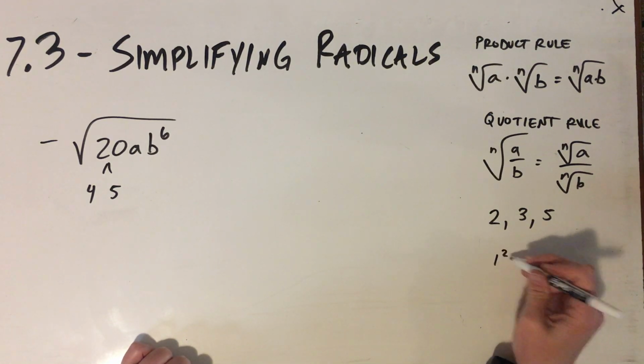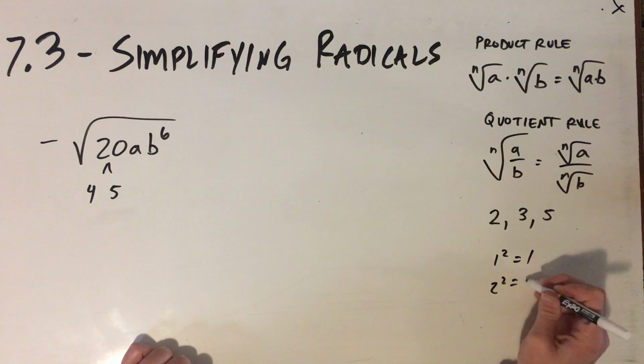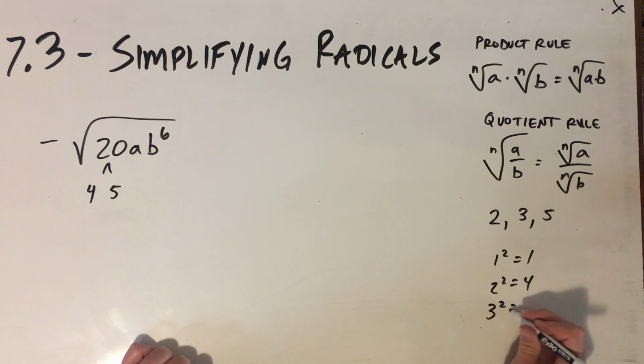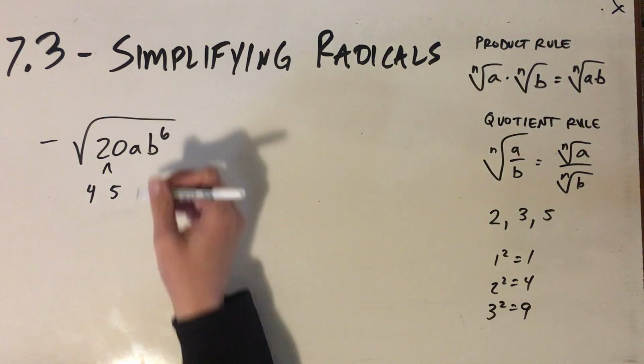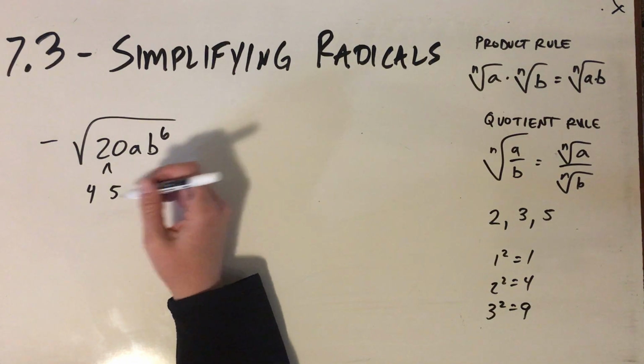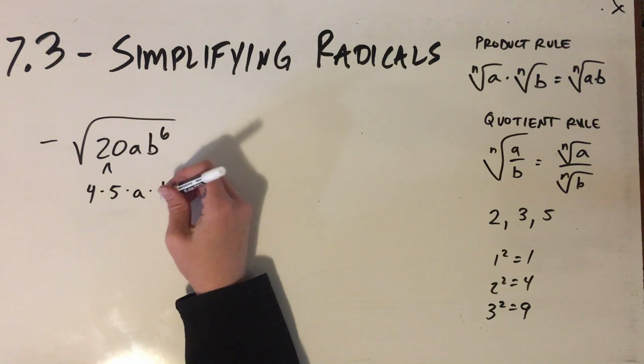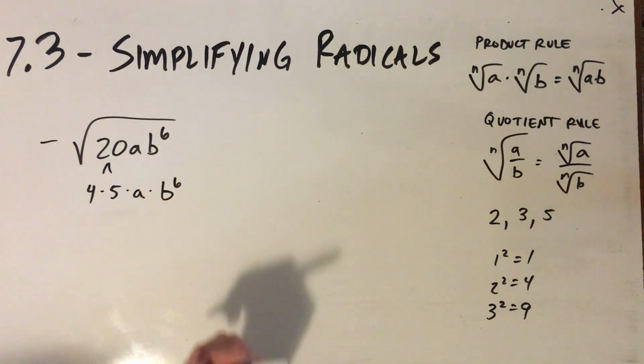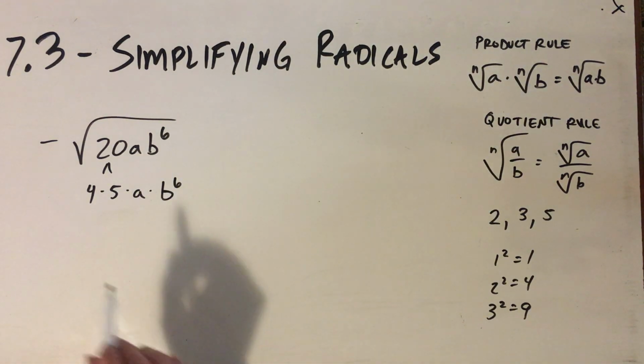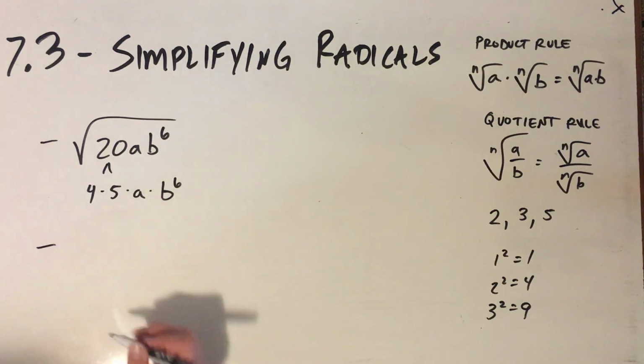Okay, so instead of cubes here, we're looking for squares, which again, like 1 squared is 1, and 2 squared is 4, etc. 3 squared is 9, so I'm looking for one of these factors. This a is a lone a, so I'm just going to leave it. And this b to the 6th is already an even exponent, so this is as good as this one gets. Remember that I'm going to have this negative on the outside here.